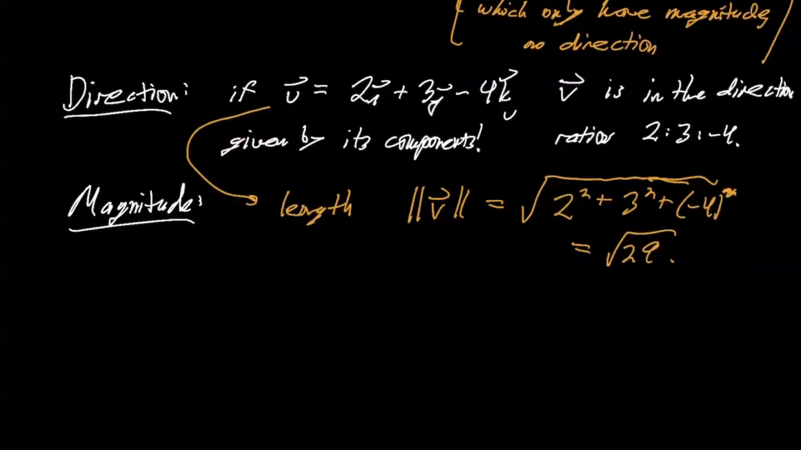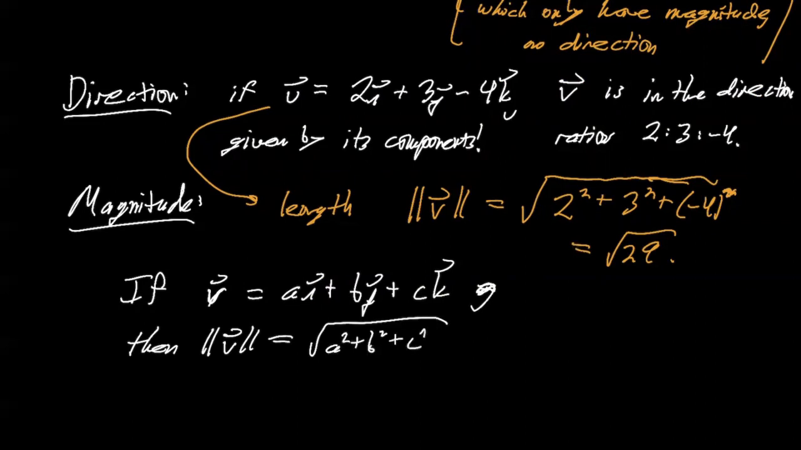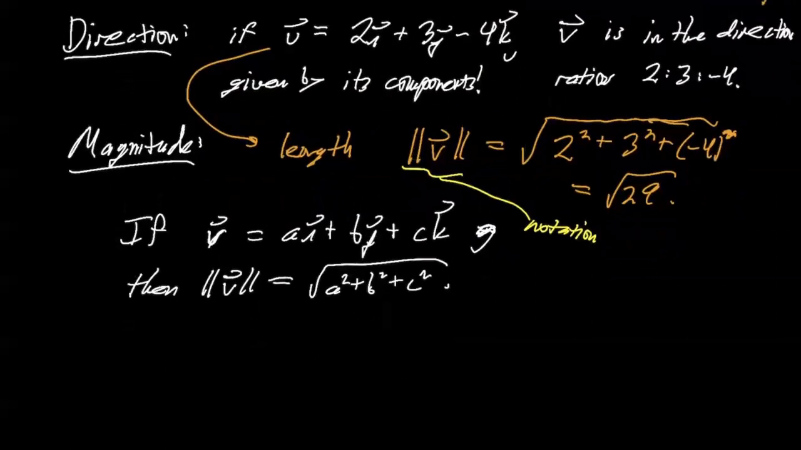You could write a general thing. If v is ai plus bj plus ck, then the magnitude, which again is just double bar notation, is the square root of a squared plus b squared plus c squared. So this is just a notation for the length.